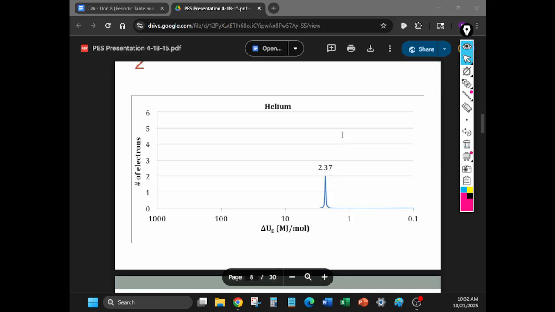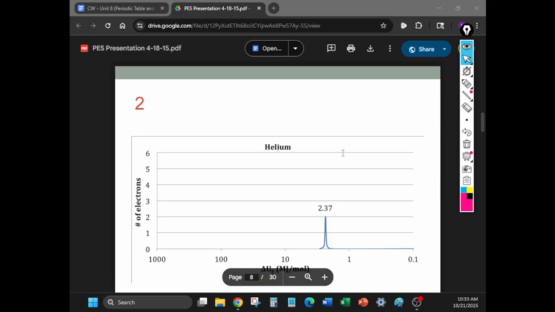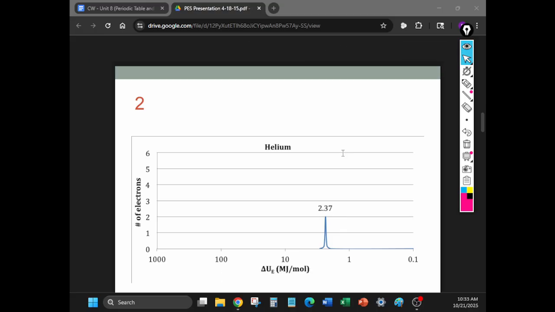So helium, what's the electron configuration for helium? 1s2. Good. So there are 2 electrons in the 1s subshell. And so same thing here, there is one peak because there's only one subshell. But if you look at the peak height, it's about double that of hydrogen, right? And so that shows that there are 2 electrons.